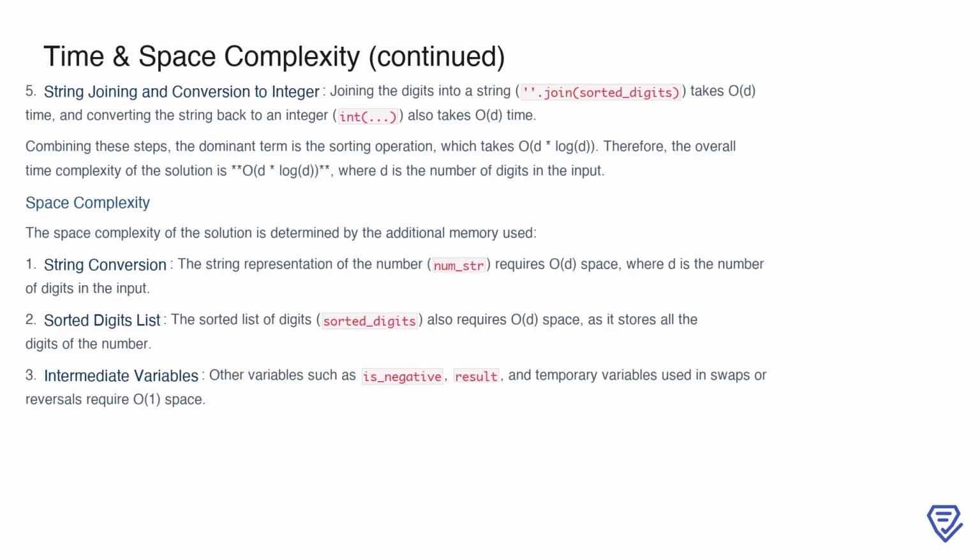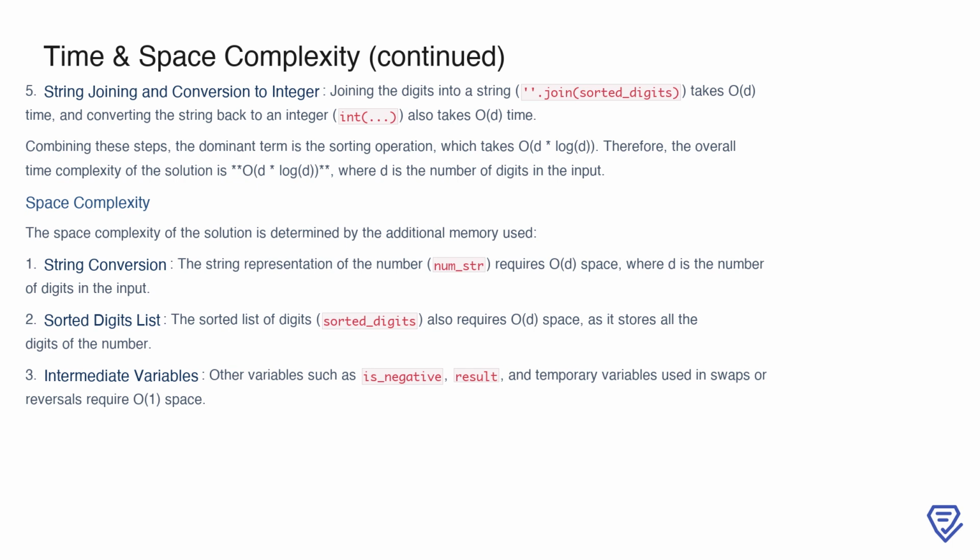Once the digits are sorted and adjusted, the next step is to join them back into a single string and then convert this string into an integer. Joining the digits into a string takes O(d) time because we are concatenating d characters. Similarly, converting the resulting string back into an integer also takes O(d) time since it involves parsing each digit. When we combine all these steps, the sorting operation, with its O(d log d) time complexity, remains the dominant term. This means the overall time complexity of the solution is O(d log d), which reflects the efficiency of sorting as the key operation.